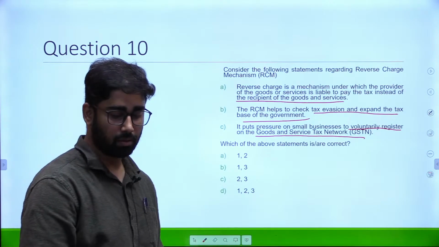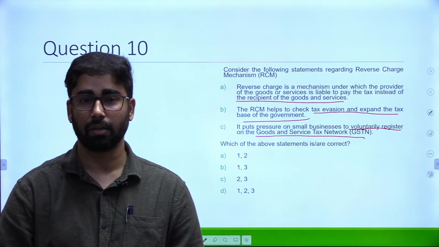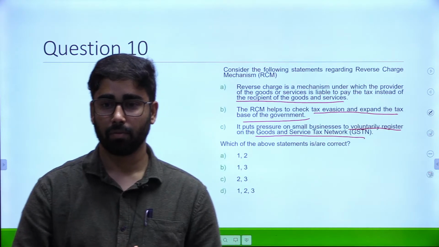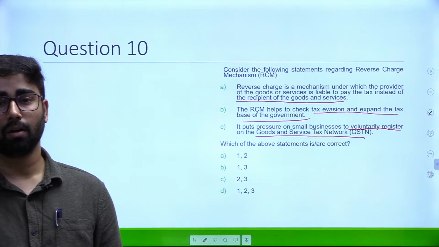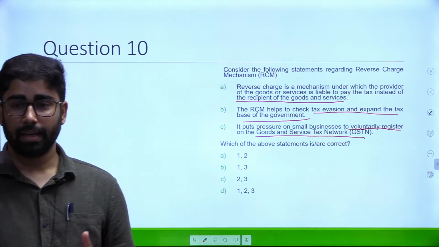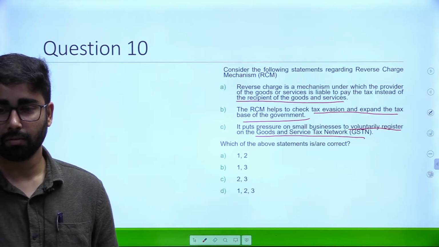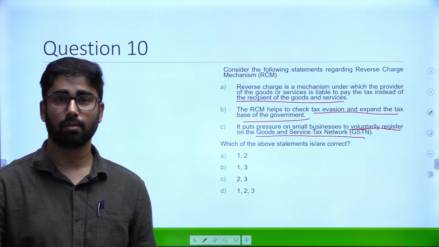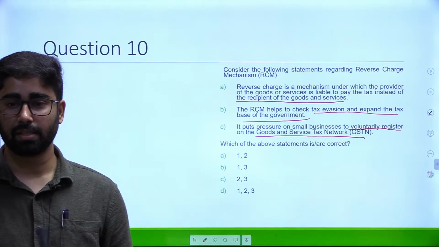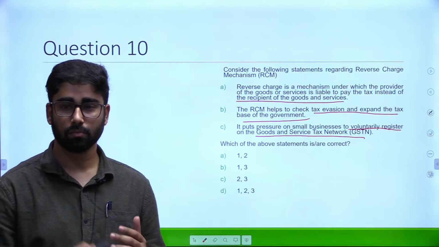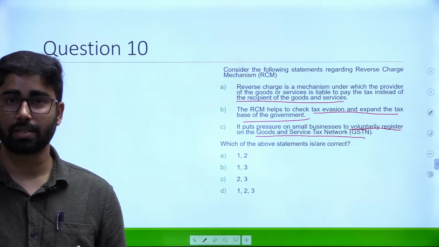What is the concept? Who pays the tax to the government under reverse charge? Is it the supplier or is it the receiver? Nandini is saying C is the correct answer. Ankush is saying C. What about others? What are your answers? Come on. Girish is saying C. Kanu is saying receiver. Yes, the receiver deposits the tax with the government.